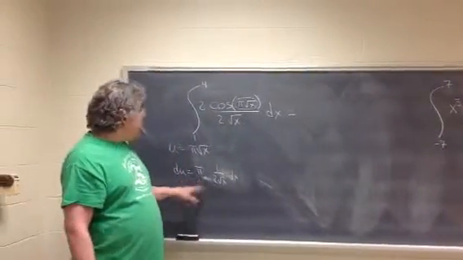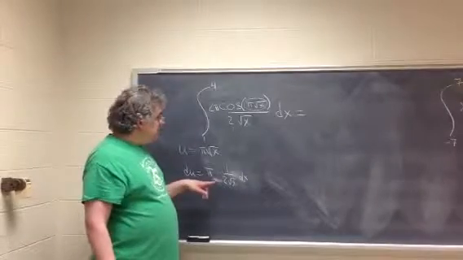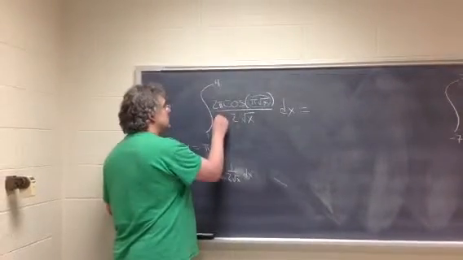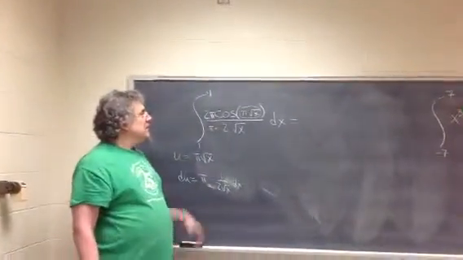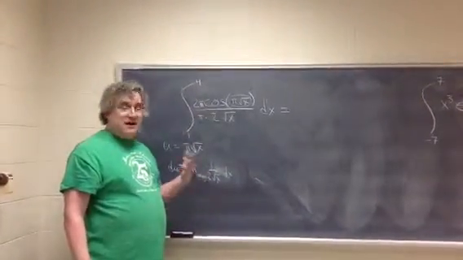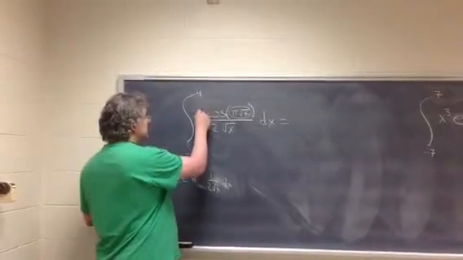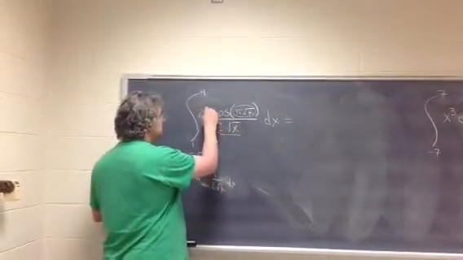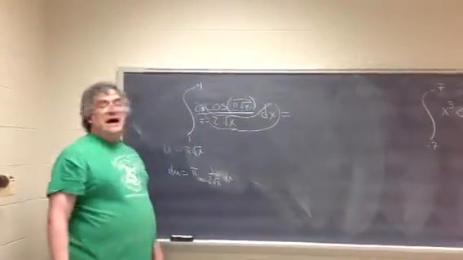I also need a pi. I can put a pi on the top. No problem. As long as I put a pi on the bottom also. So now I've got all the pieces I need and a couple little extra things. What is the du? It's got this pi in there. It's got this 2 square root of x. It's got that dx. That all is our du.